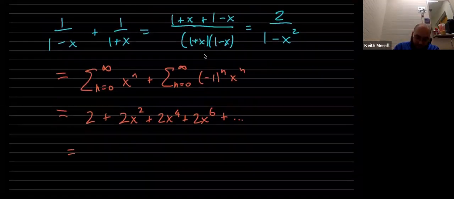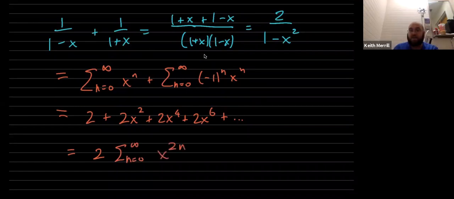We can write this, we're very good at infinite series, as 2 times the summation from n equals 0 to infinity of x to the 2n, which if you like is 2 times the summation from n equals 0 to infinity of x squared to the n.